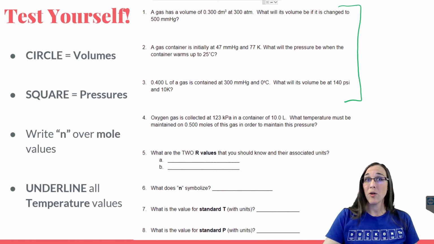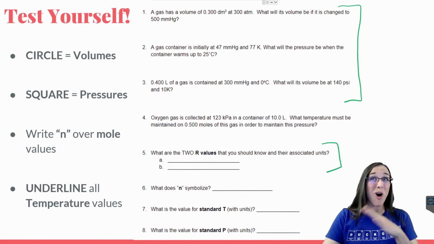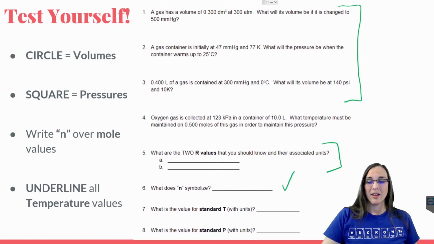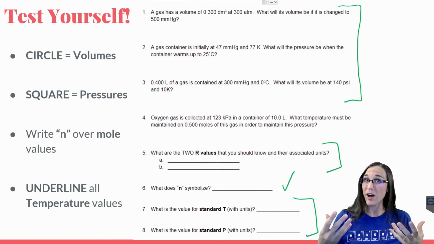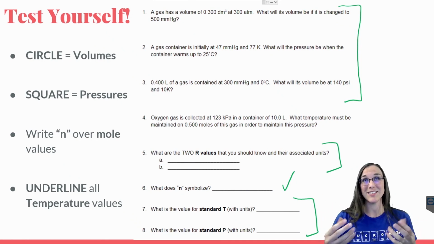You should also know off the top of your head what the two R values are with all of their units. That's the whole liters, atmospheres, Kelvins, and moles thing. You should also know what n symbolizes and what the value is along with the units for both standard temperature and pressure. Please make sure that you're very solid in this information before moving on to calculating with gas laws. That'll make your life in the gas law world a lot easier.